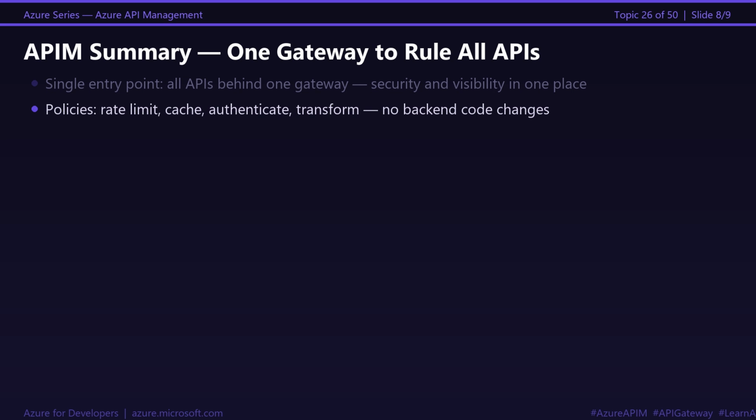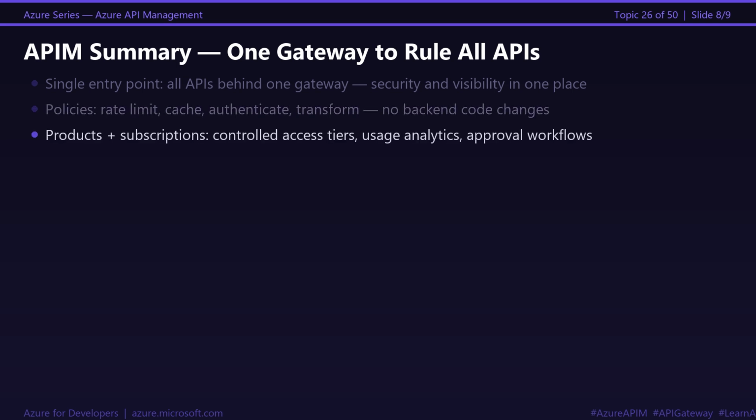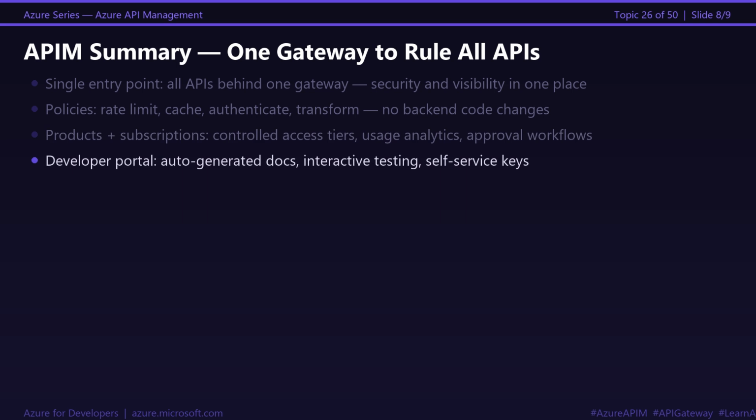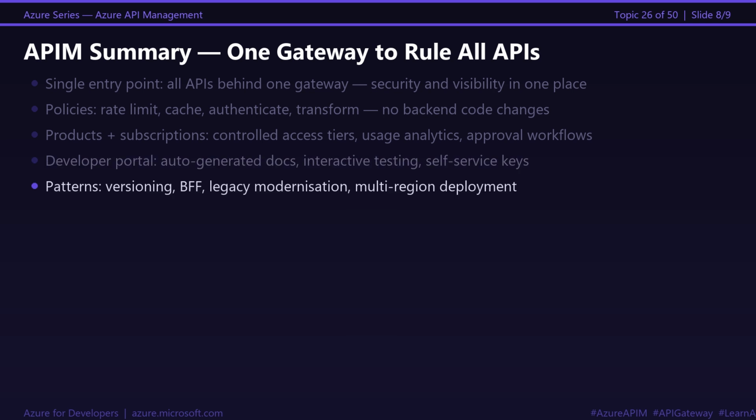Products and subscriptions give you controlled access tiers. Free, basic, premium, each with its own rate limits and quota. Full visibility into who calls what and how often. The developer portal removes the friction from API onboarding. Auto-generated, always current, self-service key management. The patterns it enables: versioning, BFF, legacy wrapping, solve problems that would otherwise require significant engineering effort.